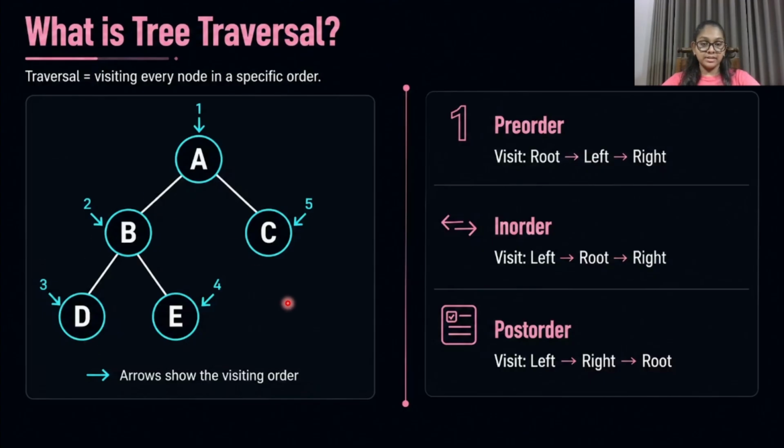For inorder traversal, it's a little different. Here we go left, then visit the root, and then go to the right. And finally, we have postorder traversal. In postorder, the root is visited last. So we complete the left subtree and the right subtree and only then visit the root. These traversal patterns are extremely important because later they help us reconstruct the original tree.